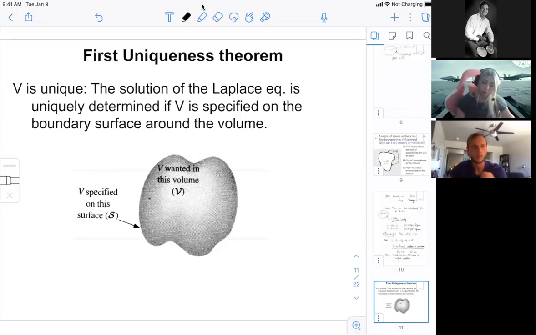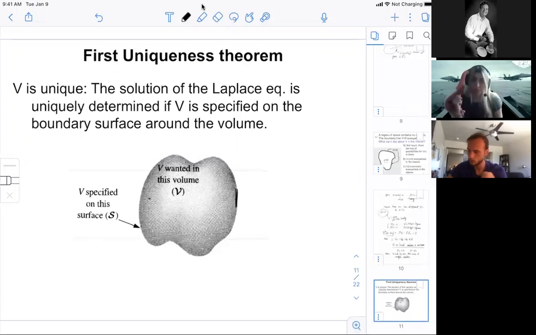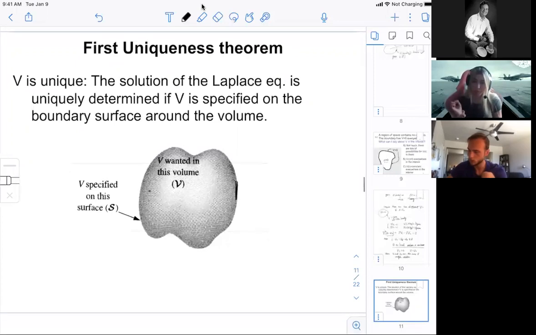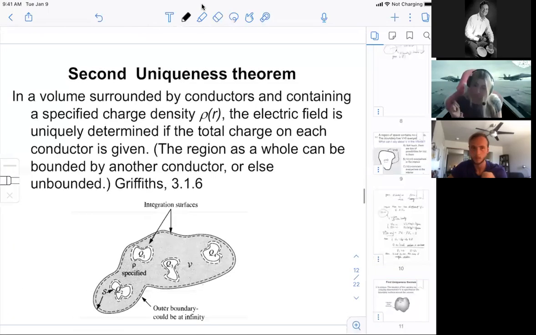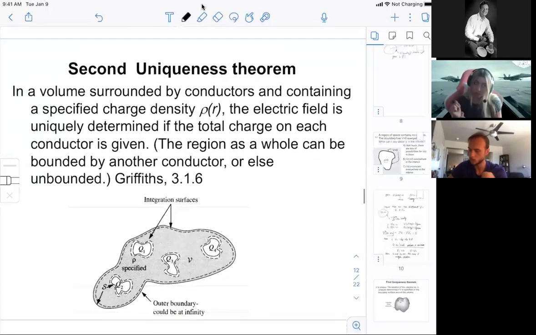But there's also a second uniqueness theorem. So you want to uniquely decide your V. There are two ways to uniquely decide. One way is to tell you what V is at the boundary. The second way is, if you don't tell me what V is at the boundary, tell me some other information about the charge distribution. That's the second uniqueness theorem.